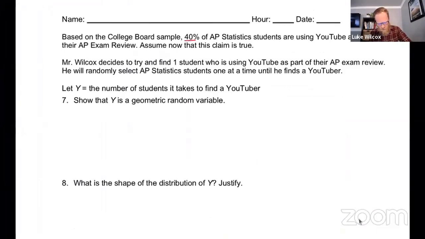Okay, so no longer are we going with the first claim that was made of 30%. We are now saying that we think that the true population proportion of AP Stat students that are using YouTube is now 40%, 0.40. And the setup here is going to be a little bit different. It says, Mr. Wilcox decides to try and find one student who is using YouTube as part of their AP exam review. He will randomly select AP Statistics students one at a time until he finds a YouTuber.